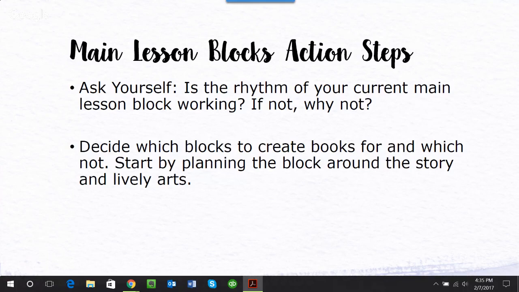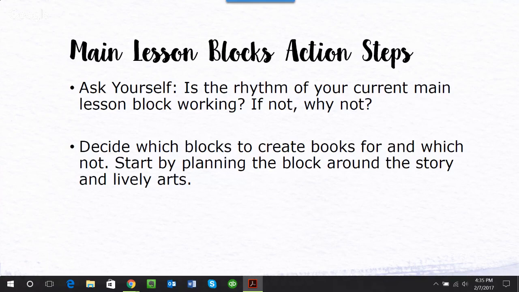So I always think it's a good idea to look at which blocks you want to create the books for, and maybe you're only creating 3 or 4 in the year instead of, if you have 6 blocks in the whole year, maybe only 3 or 4 of those have a book to go with them.